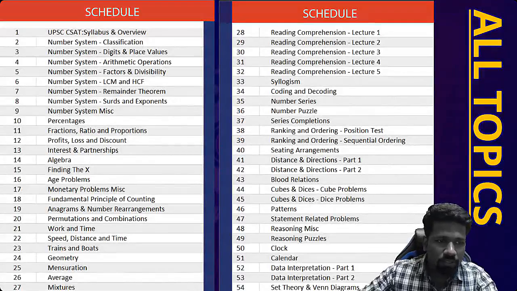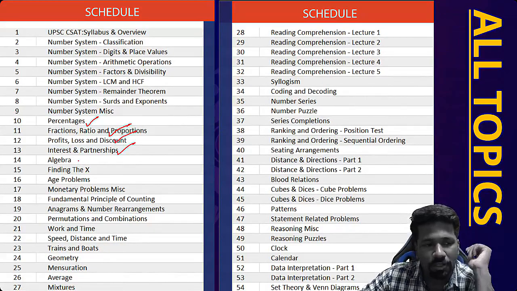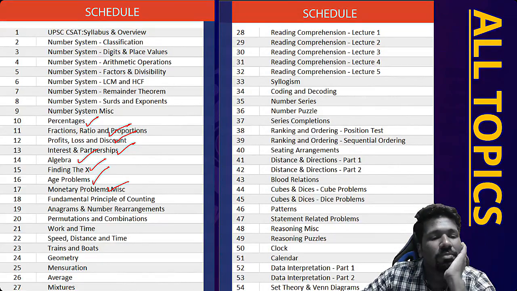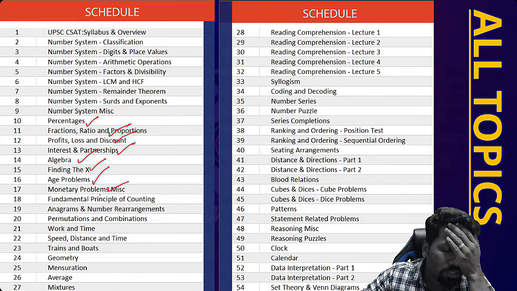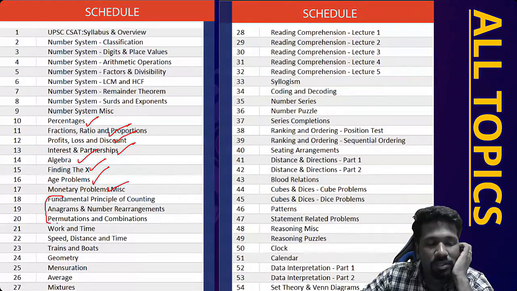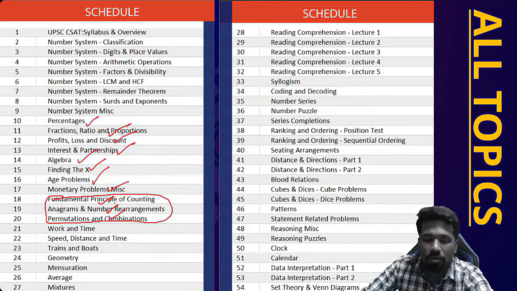So we will be devoting this many lectures: percentage, fraction, ratio, proportion, profit, loss, discount, interest and partnership, algebra, finding the x, age problem, and miscellaneous money problems. And now the next topic is the permutation combination unit. There will be 3 lectures on permutation combination itself.